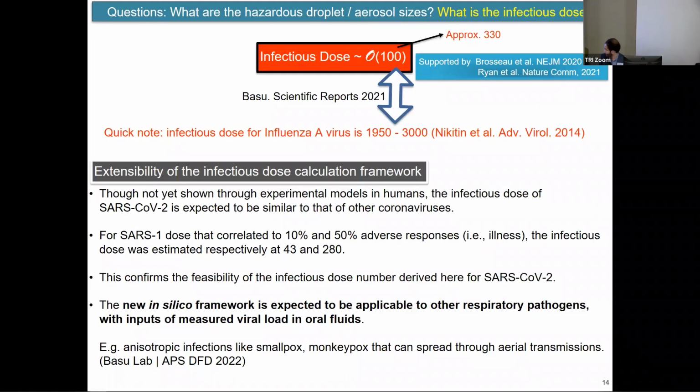Okay, so this modeling framework, I tried to extend to other pathogens. For example, for the SARS-1 virus, for 10% and 50% adverse responses, the infectious dose is 43 and 280 respectively. So very similar in order to what we are predicting. We can also possibly extend this to other viruses. For example, for viruses like smallpox and monkeypox, airborne transmission could be a potent route, and we can apply the same tools there.